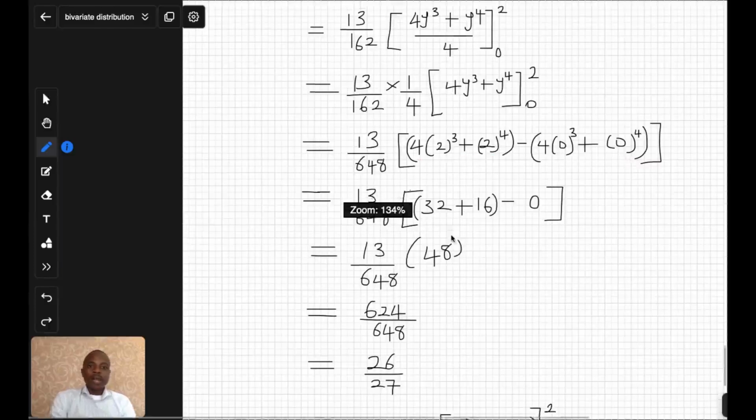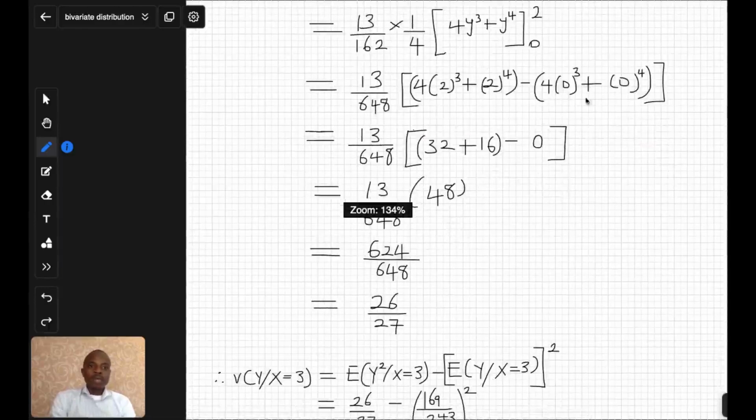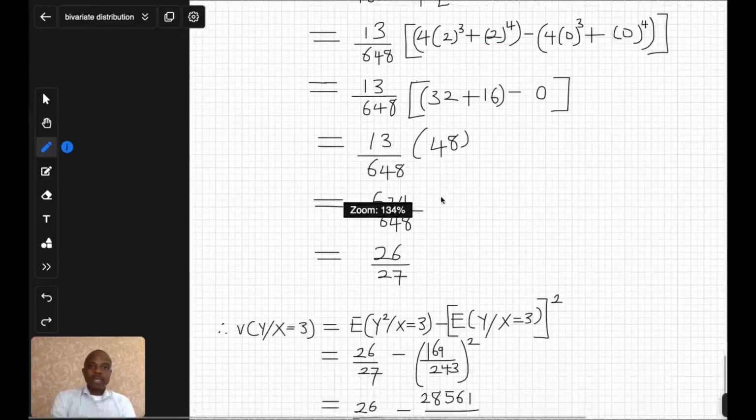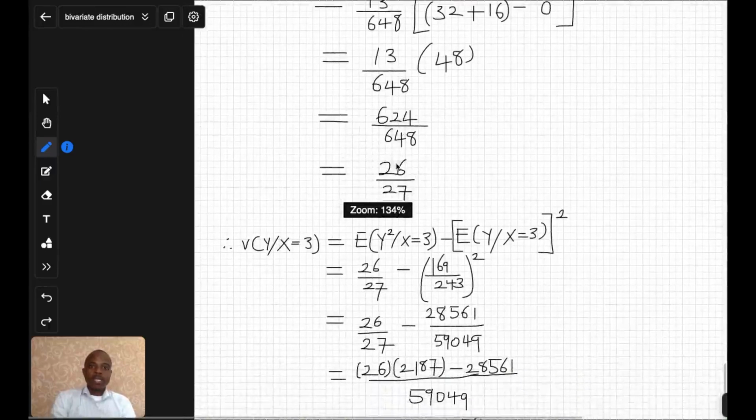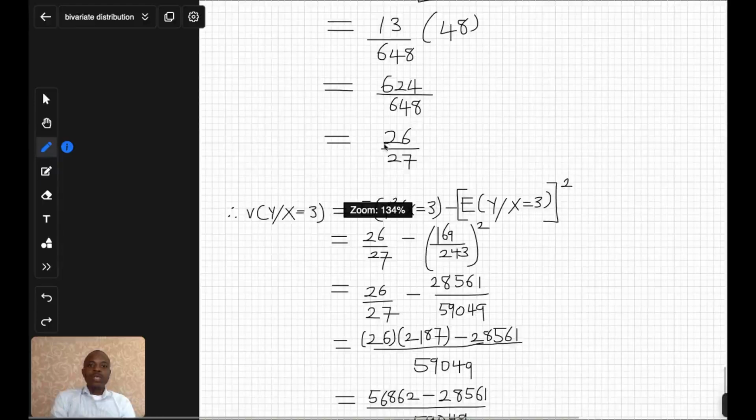All right. Now, when we go on, this will give us 0 definitely. So we have minus 0 here. And then this first one will become 32. This will become 16. And when we have done that, we multiply. We are going to get 624 divided by 648. And you can reduce it to become 26 over 27.